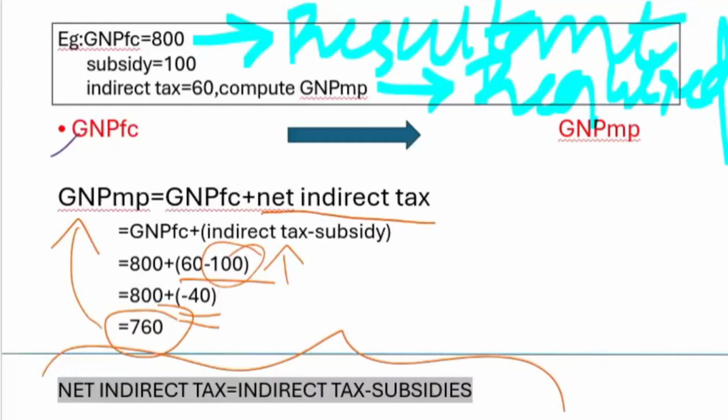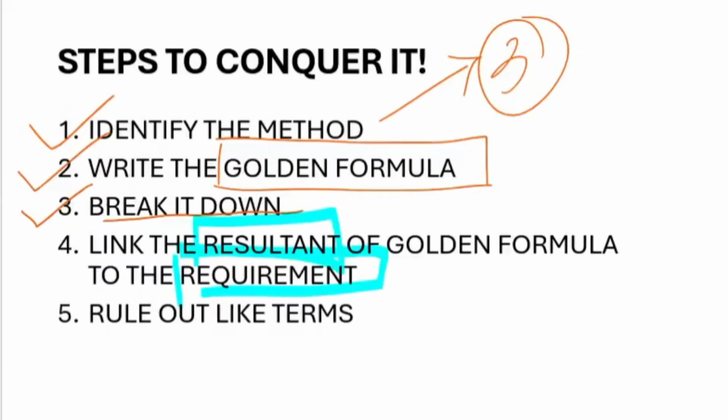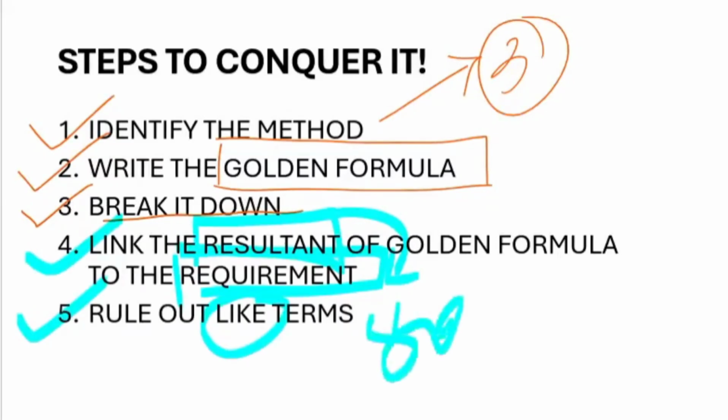Same process we are going to do. The only thing is GNP-FC will not be directly given. That we will compute with the formula and then we'll link the terms. Then, just like we have done before, we'll rule out the terms. Okay. And we'll just solve it. It is an easy cakewalk for you all. Let's move on.